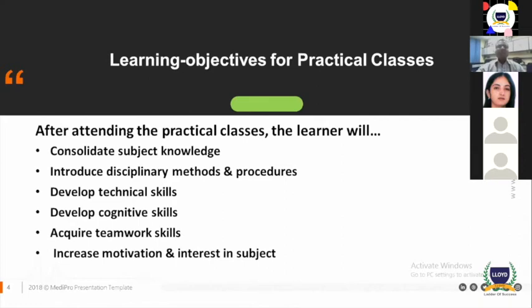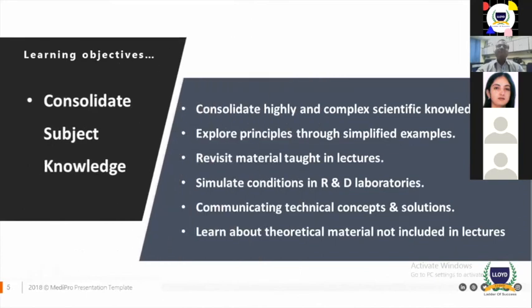Friends, if you look at these particular objectives properly, then you will easily understand that we cannot attain all these learning objectives in the theory classes. Objectives for theory classes will be a different set of objectives. For practical classes, it is very important that we have a clear-cut idea of why we are conducting that practical.